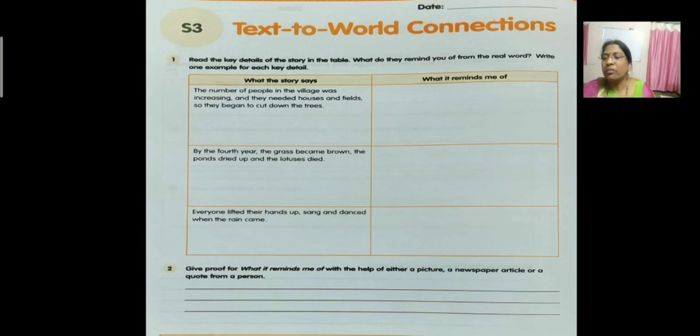Okay. Now give proof of what it reminds me of with the help of either a picture, a newspaper article, or a quote from a person. So when you are here, you can write one example and what it reminds you of. Okay, so either you can draw a picture of it, or from a newspaper article it was there, or you can even quote from a person. So quoting means I spoke to my granny, or I spoke to my father, he said that. Okay, like that you can write.